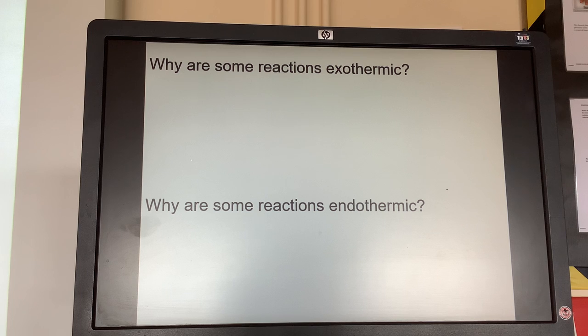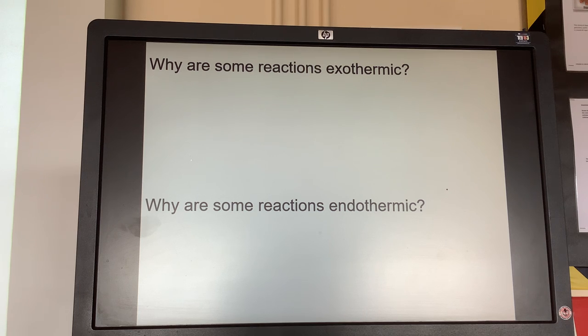It says, why are some reactions exothermic? If you think about the numbers we've done, and this is a key sentence that we have to learn, why are some reactions exothermic? Well, what was bigger, the value to break the bonds or the value when new bonds were made? What was bigger?